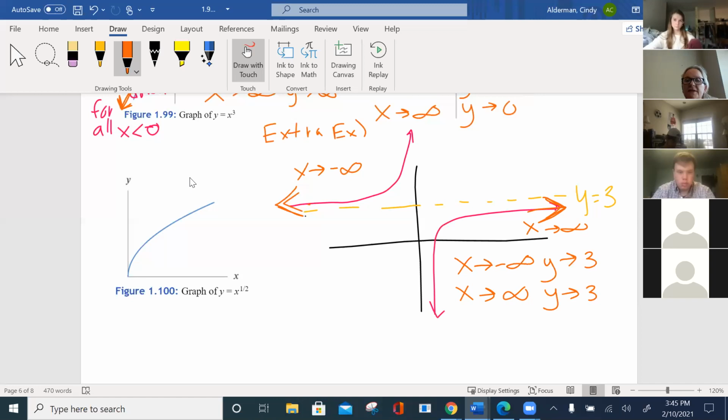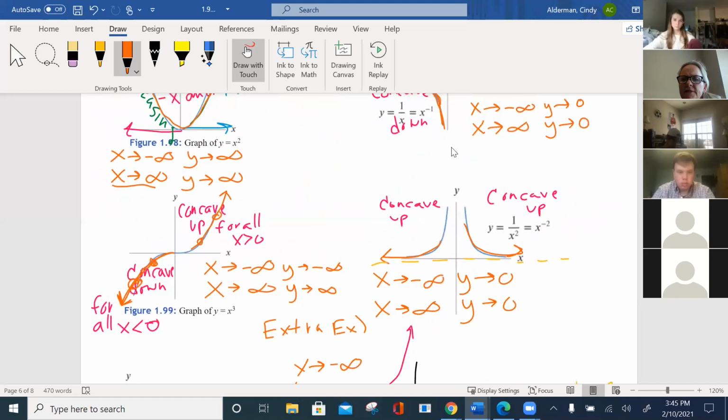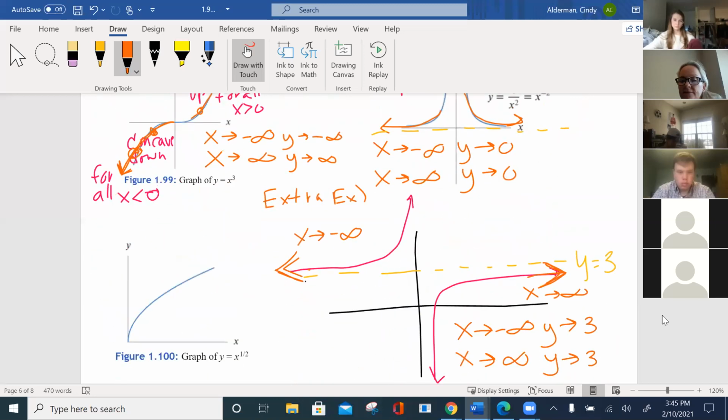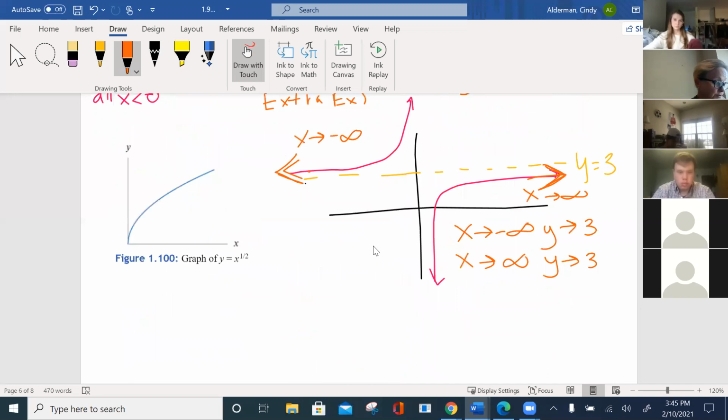I hope that helps. When I do it up here, I don't want you to think that the horizontal asymptote is always going to happen at y equals 0. It could move all over the place, right? It could be a negative number down here too, depending on what the graph is doing. All right, and do we have concave up or concave down here for this last one?